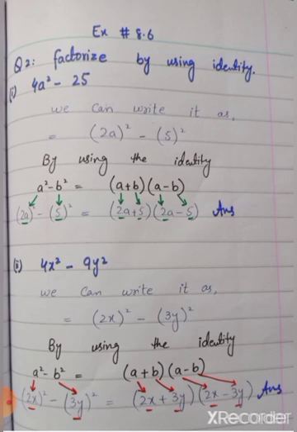This problem is a little bit different because both terms of the binomial contain a variable. The first term is a perfect square: when we multiply 2x 2 times, then we get 4x square. And the second is also a perfect square: when we multiply 3y 2 times, then we get 9y square. So we can write it as 2x square minus 3y square.